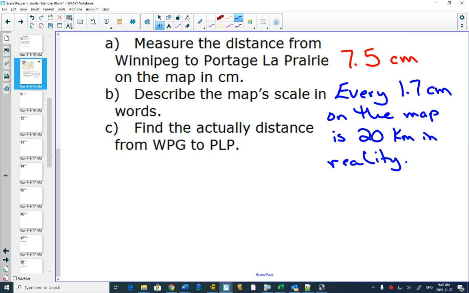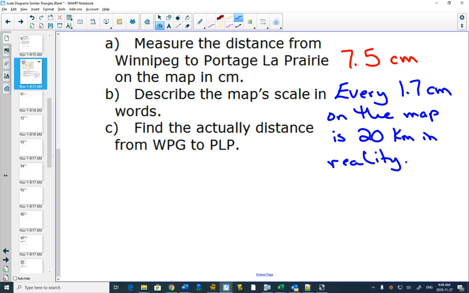Now usually when you get a map, because I took this one from the internet, probably if it was drawn perfectly, it would be a nice number, like 1 centimeter or 2 centimeters is 20 kilometers, and 1 centimeter is 10 kilometers then. But since this has been photocopied and copied off of another place, then sometimes that scale gets a little mixed up. They try to make it nicer numbers. But in this case, our numbers aren't the greatest. Every 1.7 centimeters on the map is 20 kilometers in reality.